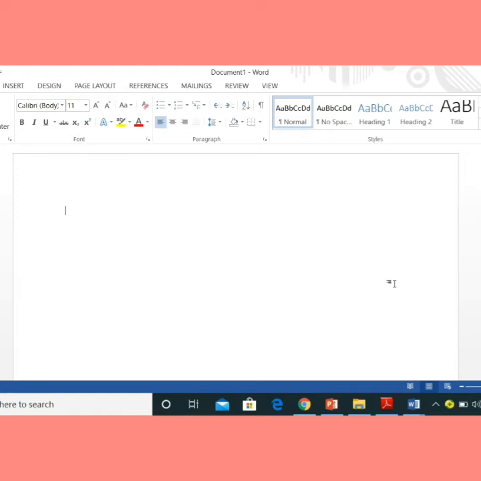Now first, suppose I want to write three names in three different lines, okay? Now in the first line, I am writing Nikita. Okay, in the first line, I am writing this name.